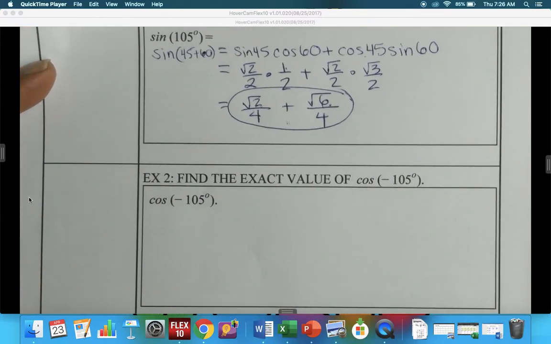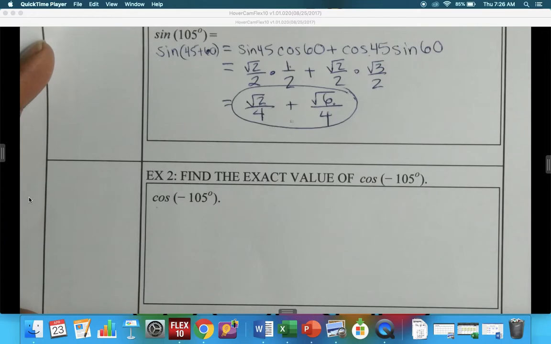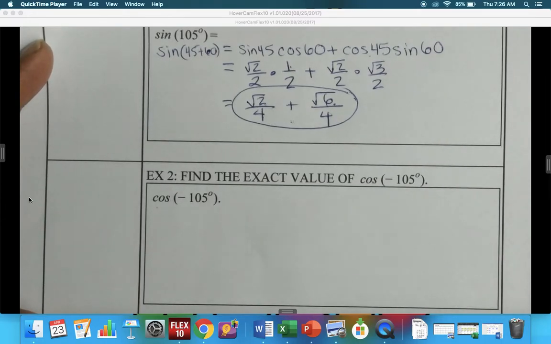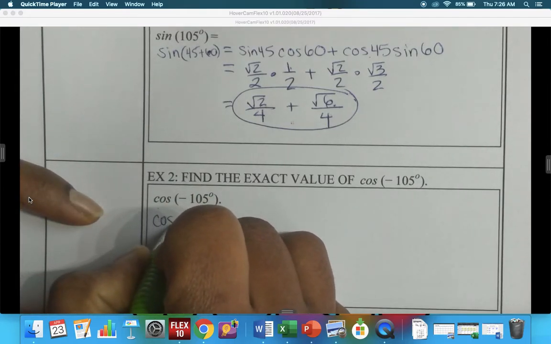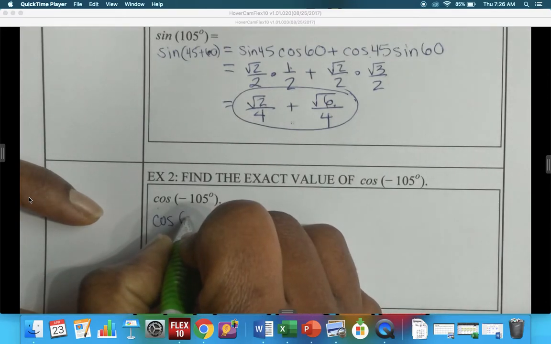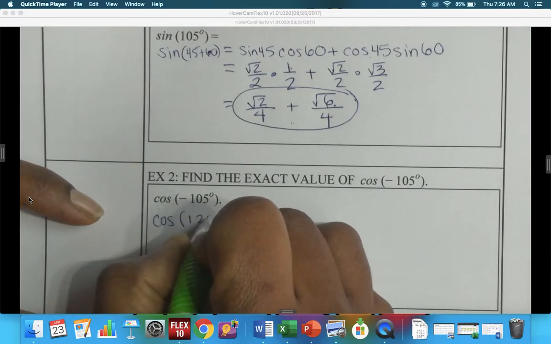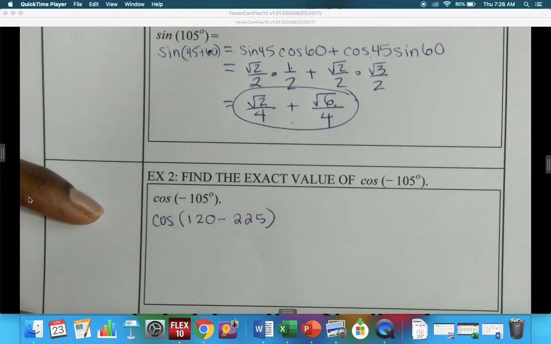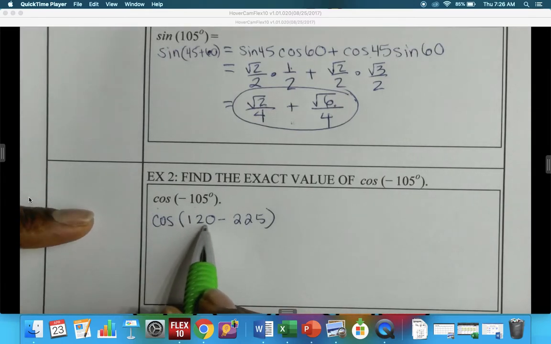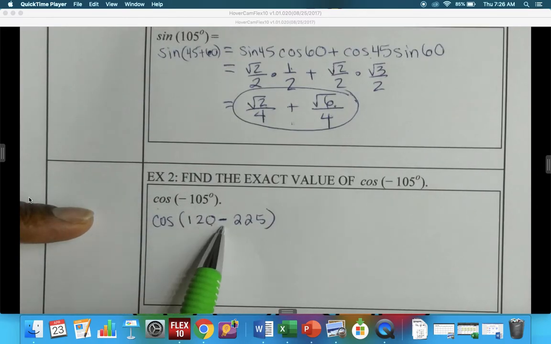All right, let's try another example, but now it's cosine of negative 105. We knew what added and subtracted to positive 105. Now for negative 105, I'm going to use some of those same numbers, but I want a negative. So let's say it's cosine of 120 minus 225. Before we said 225 minus 120 is 105, but now that I want a negative, I'm going to make sure my smaller number becomes the first, and then minus 225. So this is equivalent to negative 105, so we're good here.